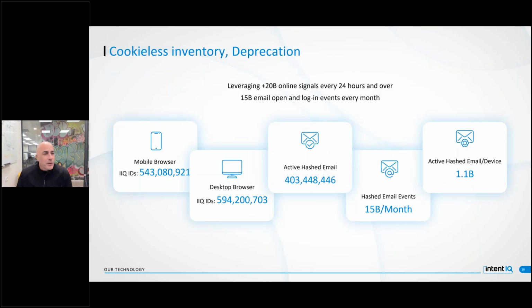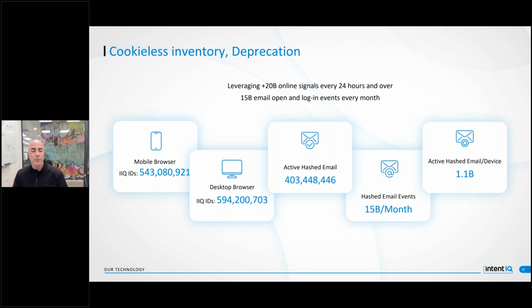Guys, I know I cannot hear you. I know everyone is intrigued and excited, so I'm going to give you some numbers. So for cookieless inventory deprecation, IntentIQ is processing about 20 billion events every 24 hours and roughly 14 billion email open and login events every month, resulting in the below numbers. Mobile browser, 500 million. Desktop browser, 600 million.